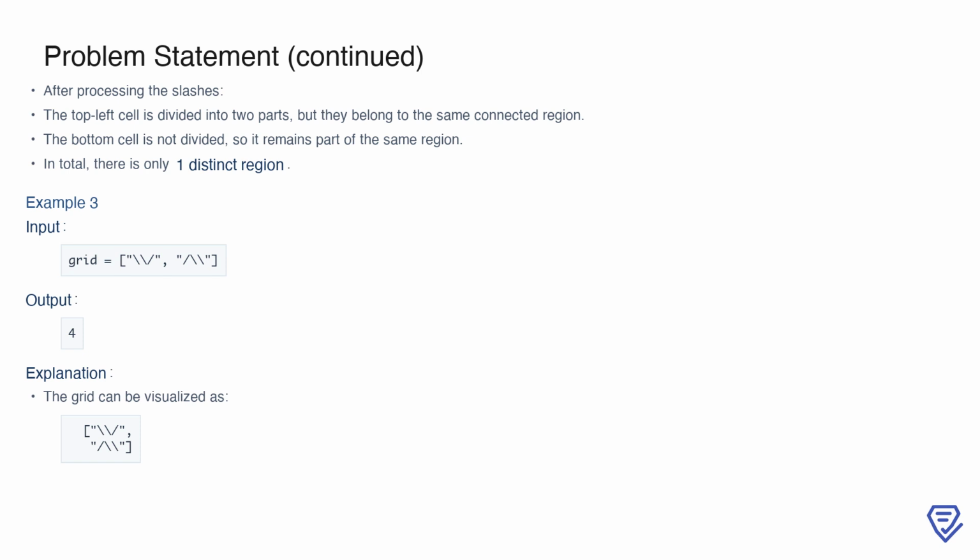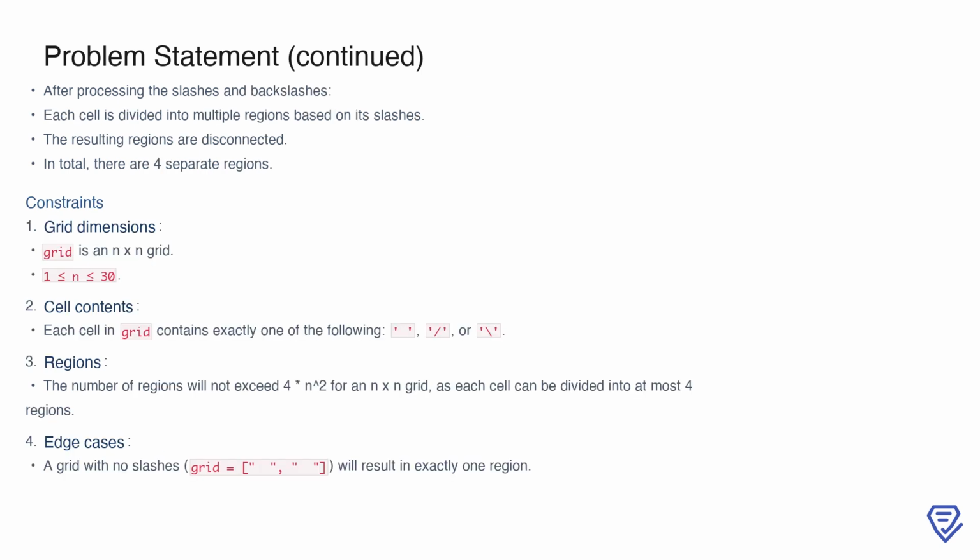Now, consider another example where the grid is forward slash backslash. This time, we have a mix of backslashes and forward slashes. In this grid, each cell is divided into multiple regions by the slashes and backslashes. For instance, the top left cell contains a backslash and forward slash, which creates separate disconnected regions within that cell. Similarly, the bottom right cell is also divided by slashes. When you count all the separate regions formed across the entire grid, you find that there are four distinct regions. This demonstrates how the arrangement of slashes and backslashes can lead to varying numbers of regions.